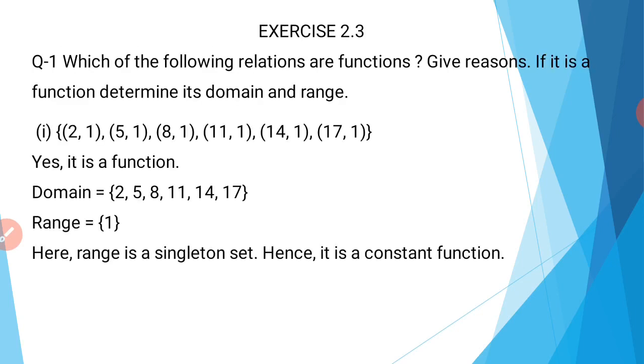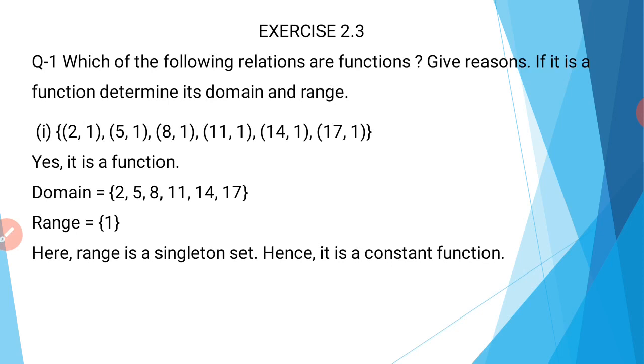Exercise 2.3, Question 1. Which of the following relations are functions? Give reasons. If it is a function, determine its domain and range. Number 1: the ordered pairs (2,1), (5,1), (8,1), (11,1), (14,1) and (17,1). Yes, it is a function because 2, 5, 8, 11, 14, 17 are all associated with 1.